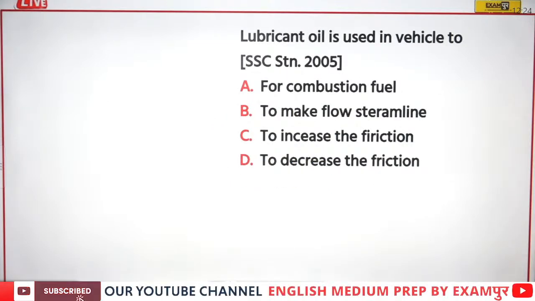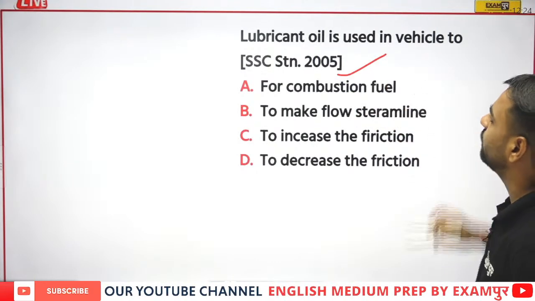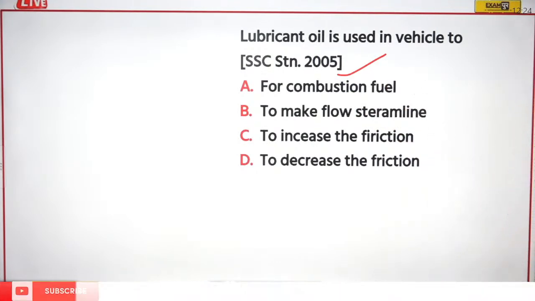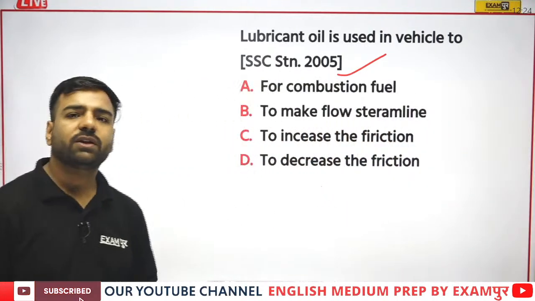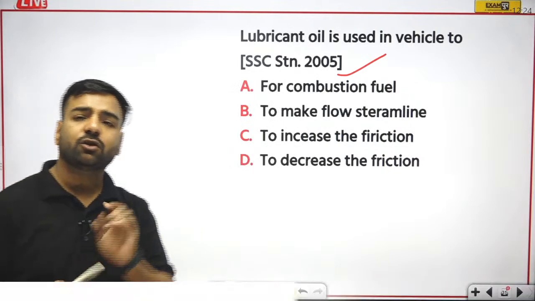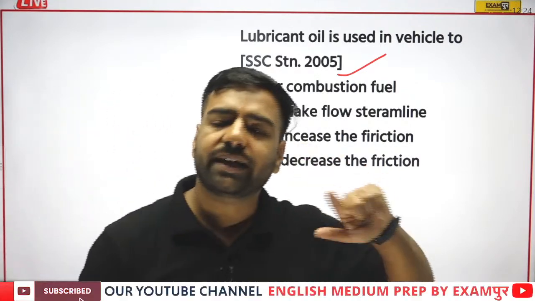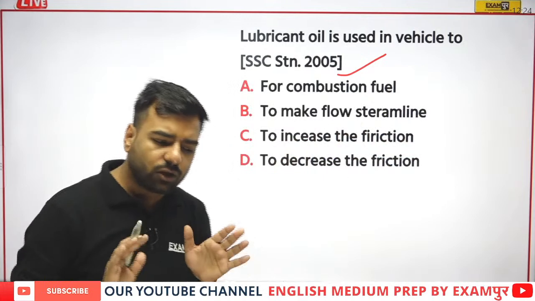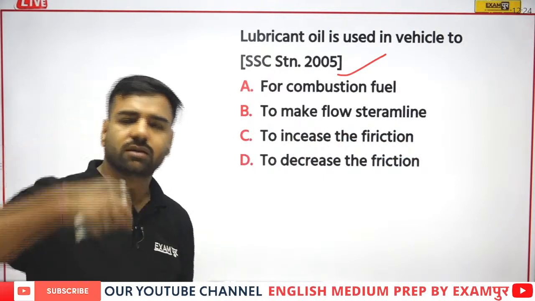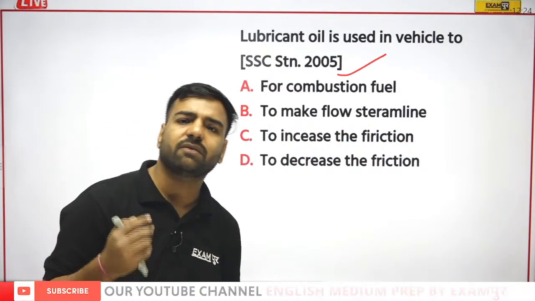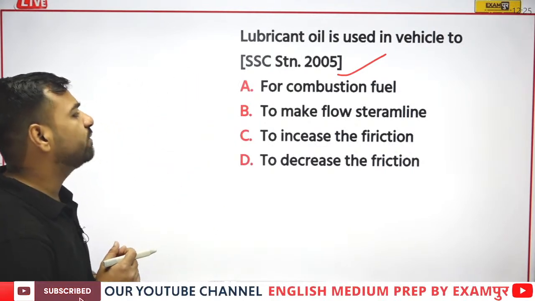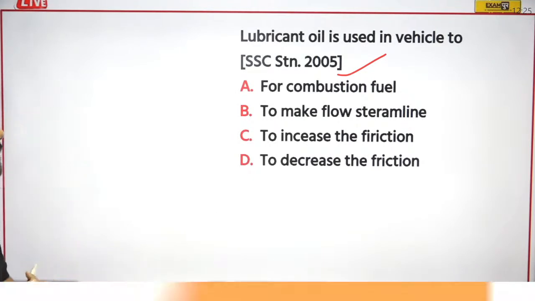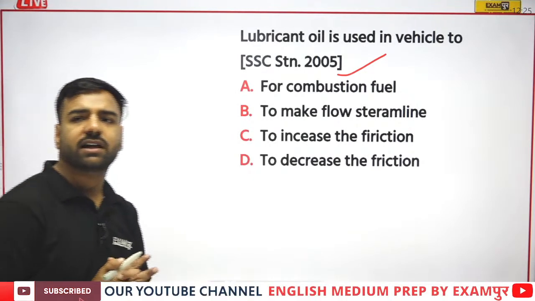Next, lubricant oil is used in the vehicle to do what? Now this is from SSC Steno 2005. Lubricant oil is used for what? Lubrication. For what? So we know that whenever we talk about lubrication, we can talk about greasing, we can talk about oiling, right? But why we are actually doing it? So if I talk about the machines, in the machines we put oil, right? Or greasing is done. In the similar manner for the bikes and all we can use. But why we are actually using it? For the combustion fuel, to make the flow streamline, to increase the friction or to decrease the friction. What is the correct answer here?